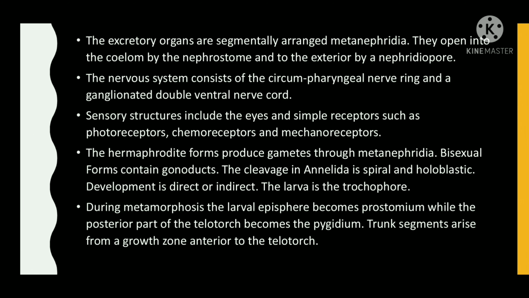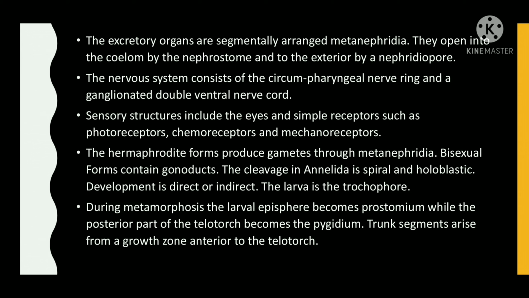The excretory organs are segmentally arranged metanephridia. They open into the coelom by the nephrostome and to the exterior by the nephridiopore. The nervous system consists of the circumpharyngeal nerve ring and a ganglionated double ventral nerve cord. Sensory structures include the eyes and simple receptors such as photoreceptors, chemoreceptors and mechanoreceptors.